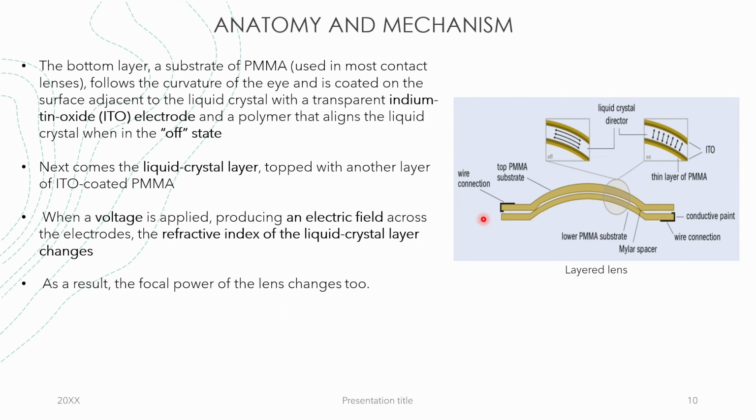So this is how it works. We pass through some electricity, which will apply some voltage to the liquid crystal that will change the director and change the refractive index, which will also change the focal power of the lens. So that is it for the anatomy and mechanism of this lens.